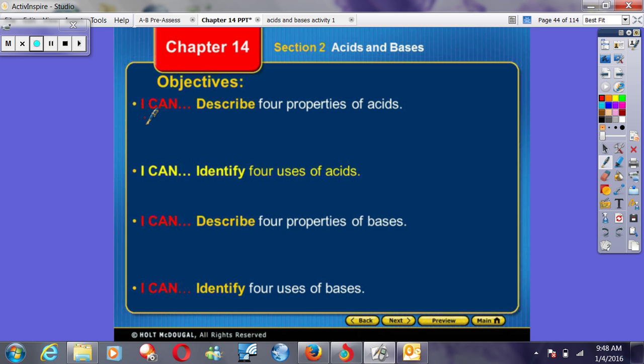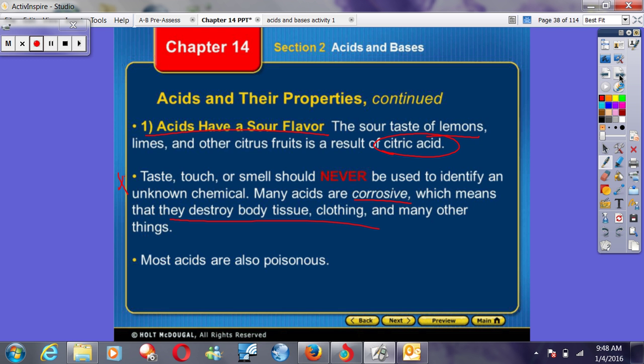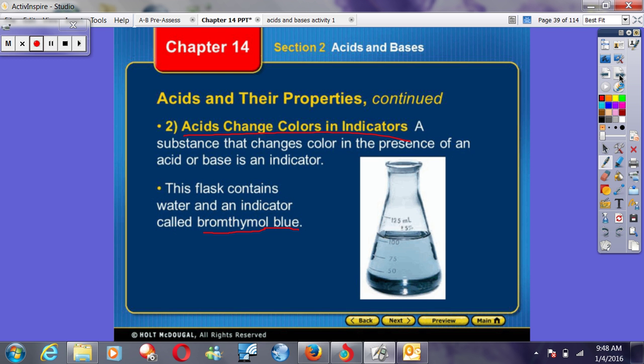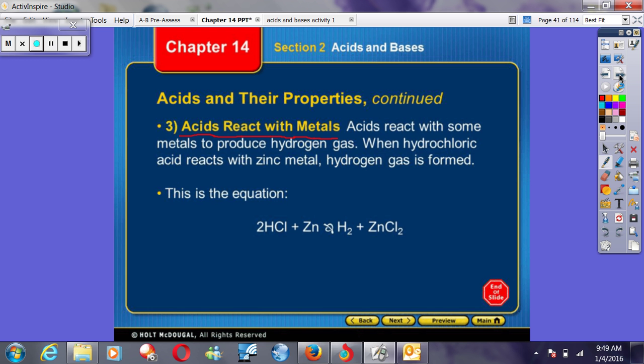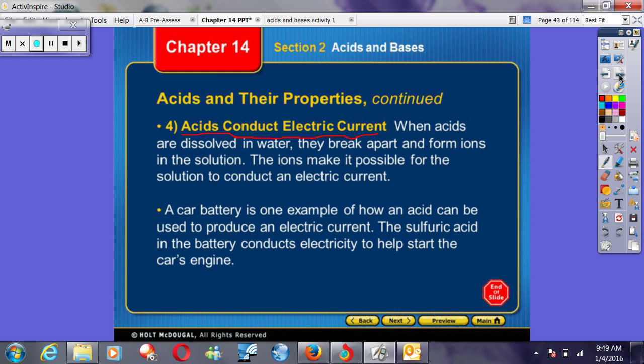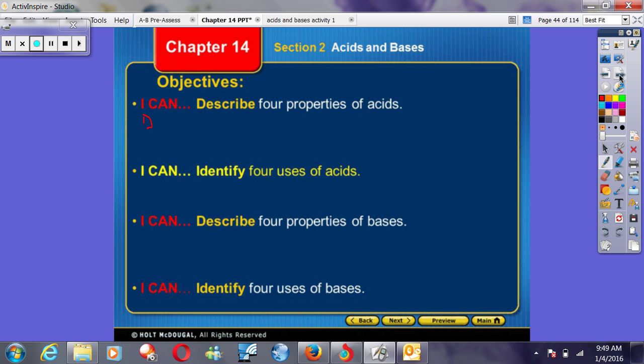So we go back and look at the four properties. Number one was acids have a sour flavor. Number two, acids change colors in indicators, and we said they change to red or yellow, so write that down too. Number three, acids react with metals. Not all do, but some do, and we'll say most do. And number four, acids conduct electric current. They can produce electricity.